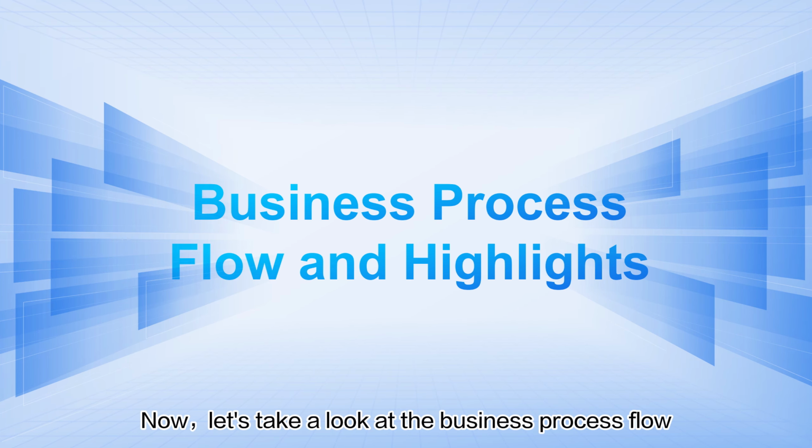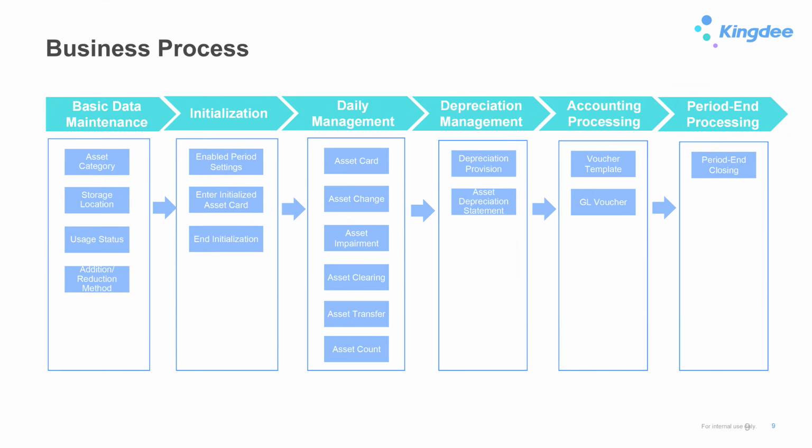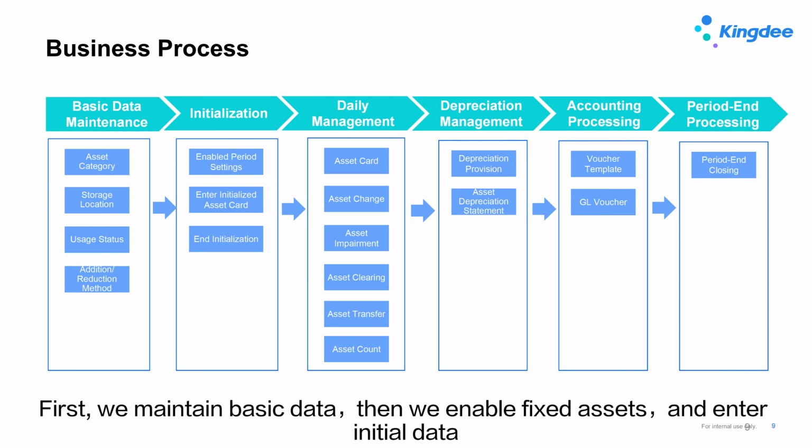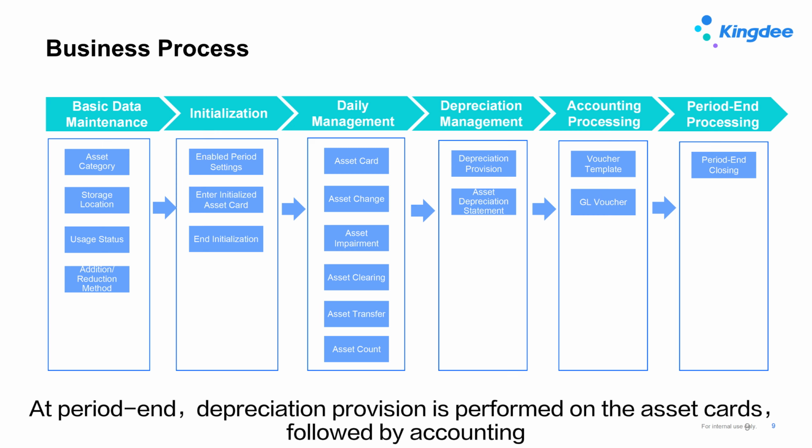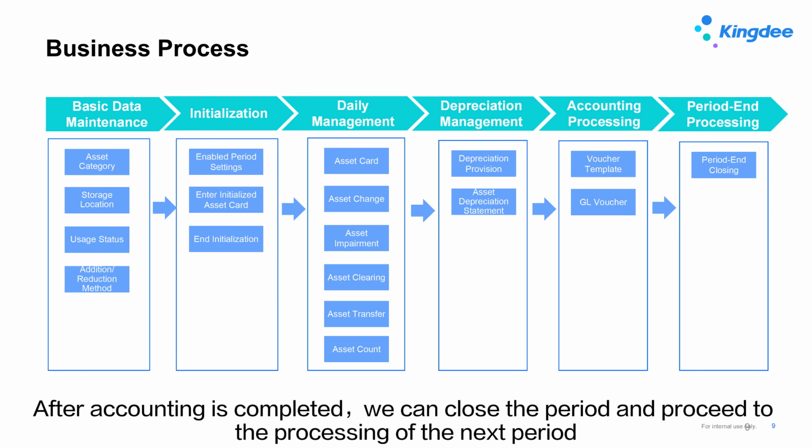Now, let's take a look at the business process flow. It consists of 6 steps. First, we maintain basic data. Then we enable fixed assets and enter initial data. Once the initial data entry is complete, we can finish the initialization and move on to daily asset management. At period end, depreciation provision is performed on the asset cards, followed by accounting. After accounting is completed, we can close the period and proceed to the processing of the next period.